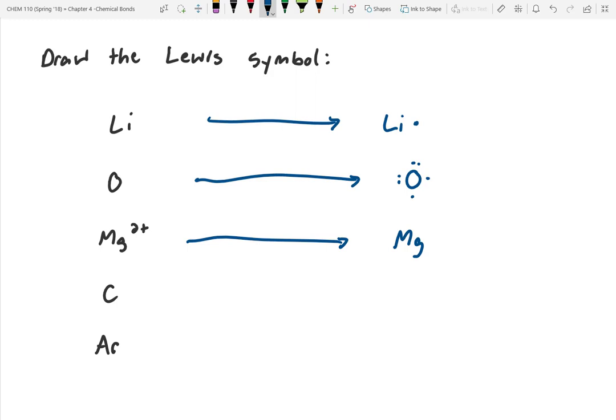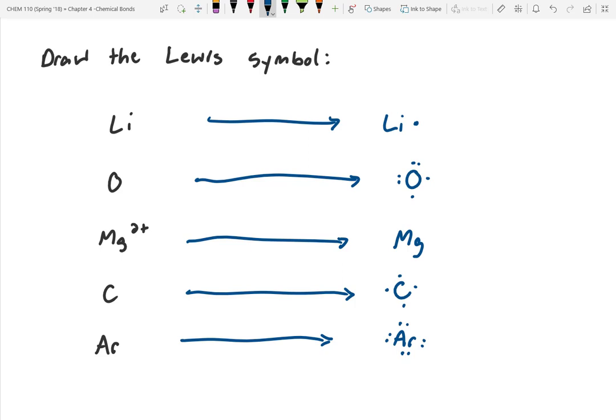All right, carbon. How many valence electrons does carbon have? 4. So you go 1, 2, 3, 4. You don't pair them. You always start out as single electrons and then pair. All right, argon. How many valence electrons? 8. It's in group 8A. So we go 1, 2, 3, 4, 5, 6, 7, and 8. Does that make sense? All right.